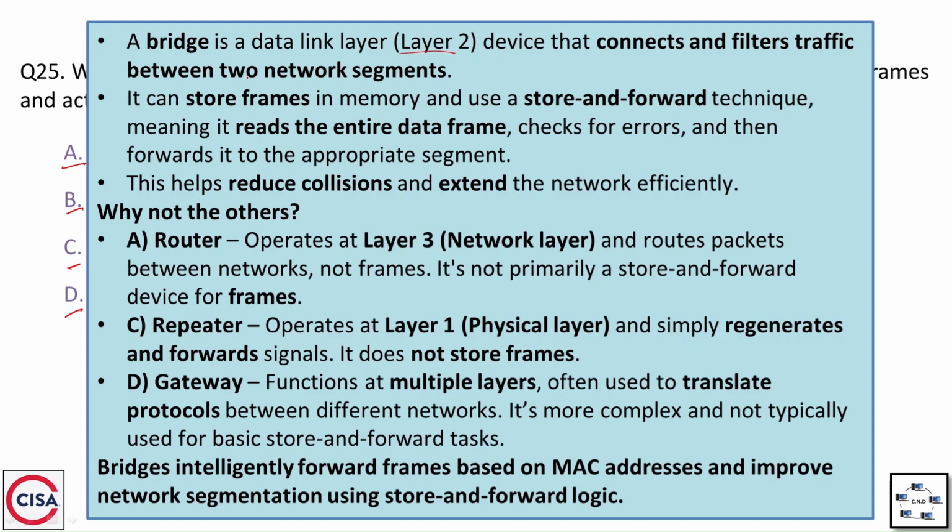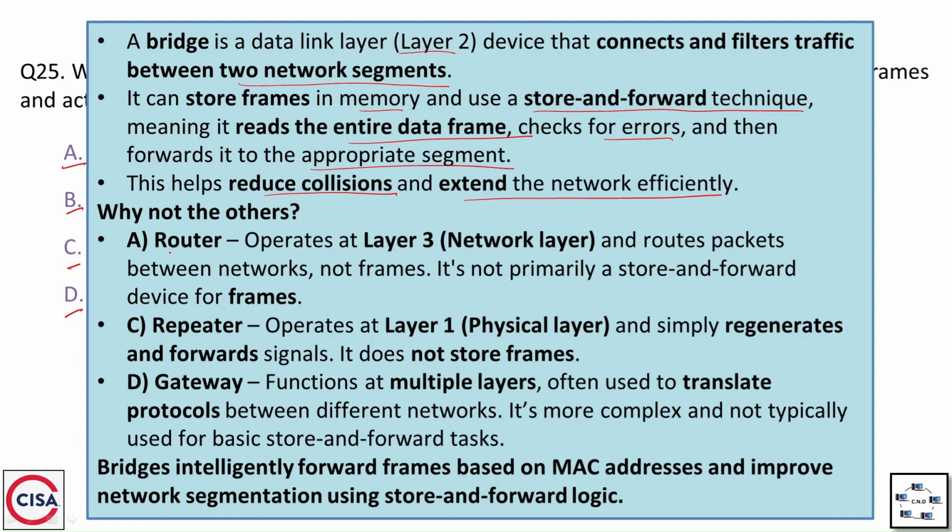So a bridge is a data link layer, that is layer 2 device that connects and filters traffic between two network segments. It can store frames in memory and use a store and forward technique, meaning it reads the entire data frame, checks for errors, and then forwards it to the appropriate segment. This helps reduce collision and extend the network efficiently.